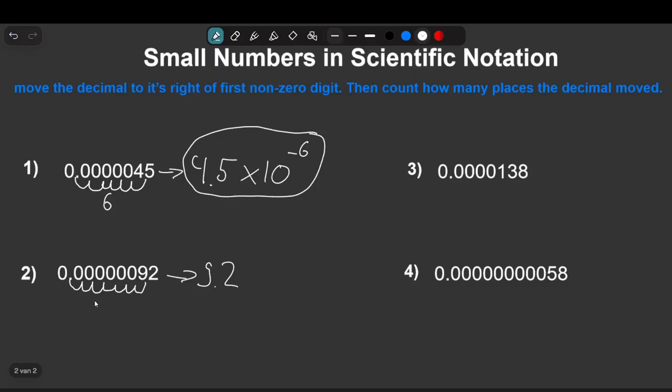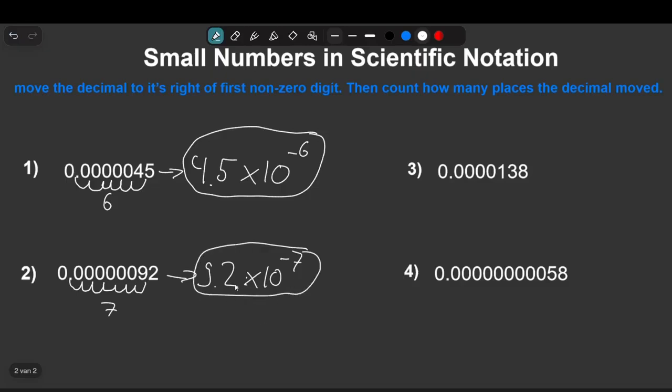Now, I hope you remembered, because I didn't write it down: the decimal moved 7 times to the right. So we're going to do times 10 to the power of minus 7. And again, we're using a negative exponent because our number is a very small number and it is below 1. So this will be our final answer of the second example.